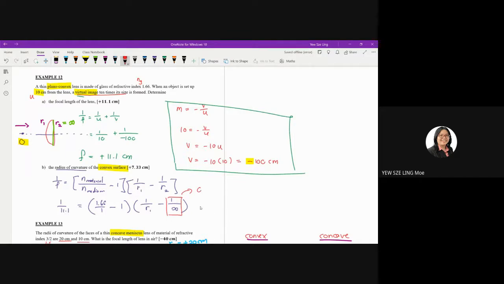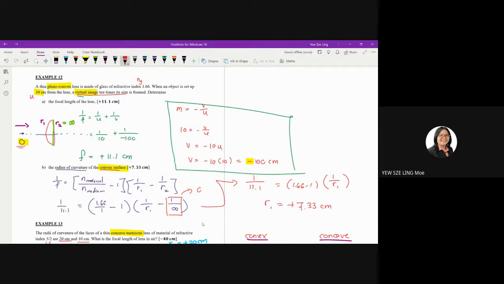Therefore, the equation can be written as 1 over 11.1 equals 1.66 minus 1, times 1 over R1. So 1 over R2 is gone because 1 over infinity is equal to 0. Rearranging the equation, R1 is equal to positive 7.33 cm. Because it is the convex surface, I put my object on the left-hand side, so that when the ray hits the first surface, it's convex towards the incident light ray.